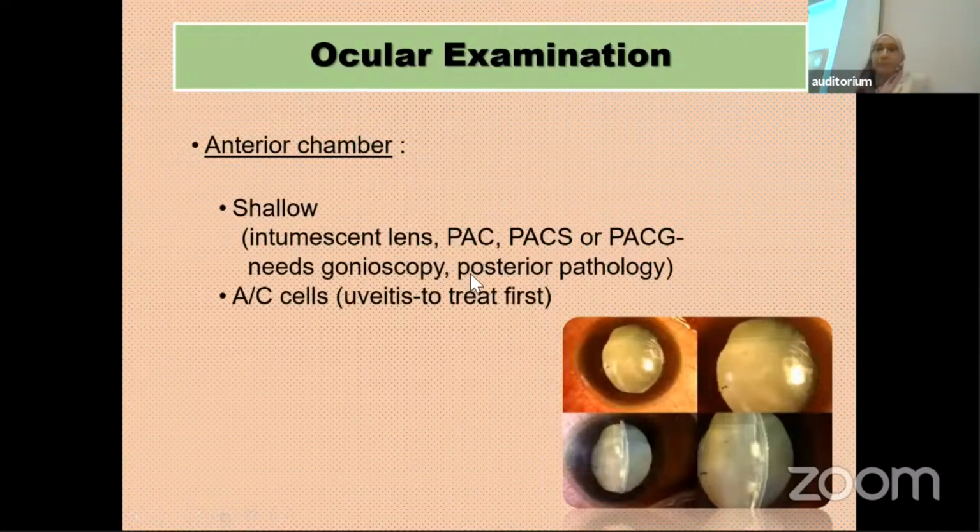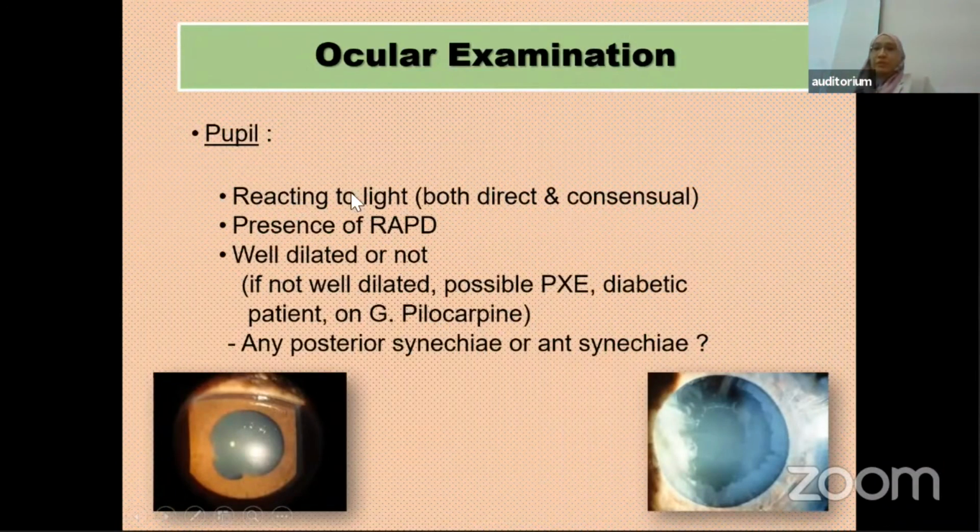So the pupil also is very important. We need to look at the presence of RAPD. This is the first thing actually we need to do after we check the vision. So if let's say there's a presence of RAPD, we might need to explain to patient that very guarded visual prognosis. Okay, the vision will be the same after operation.